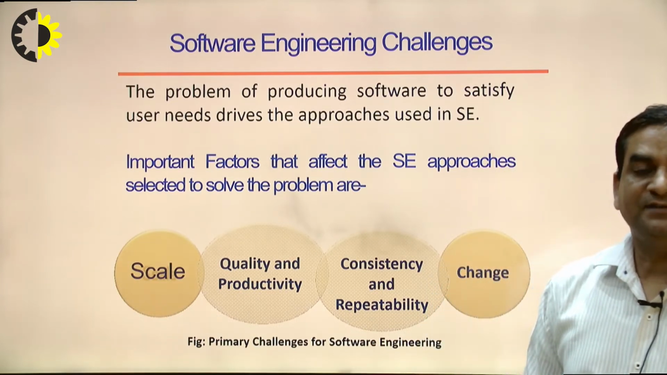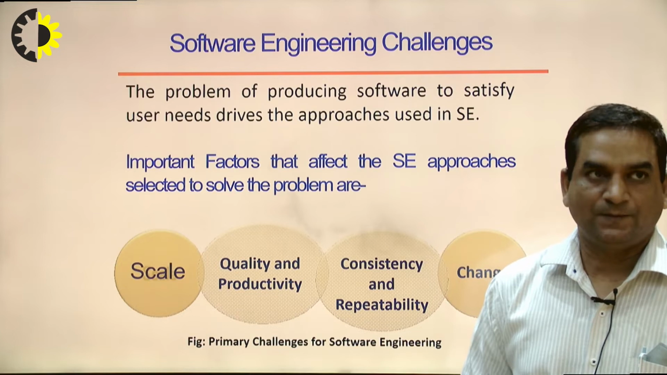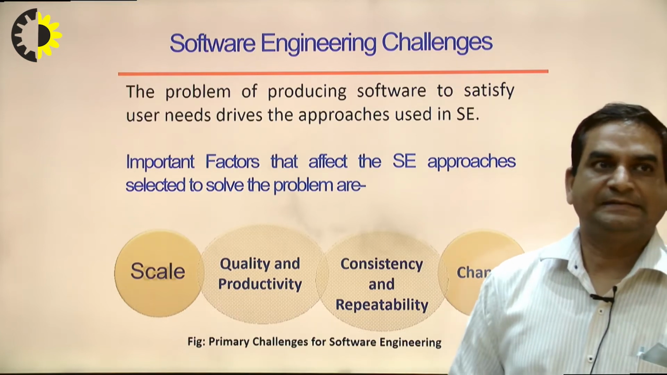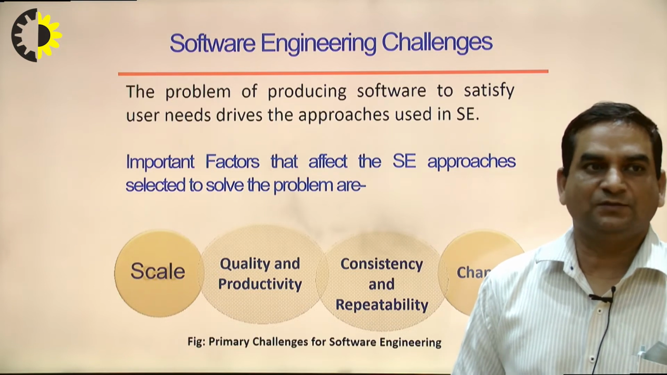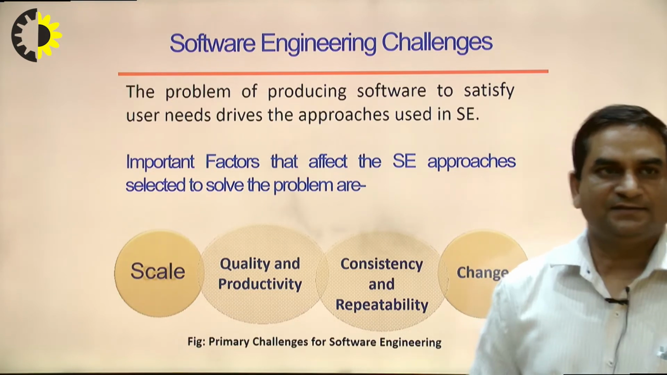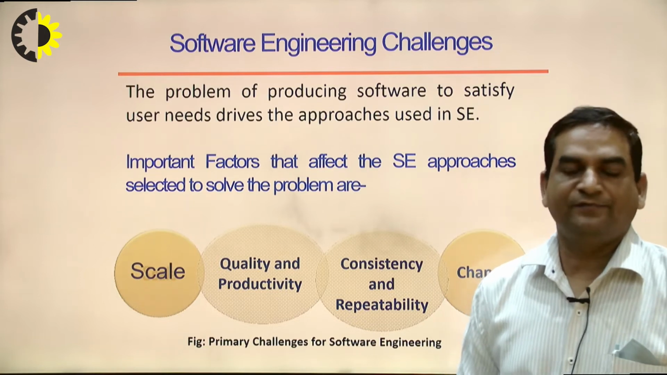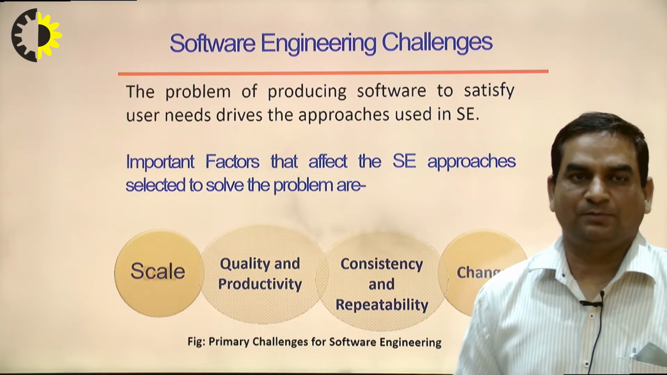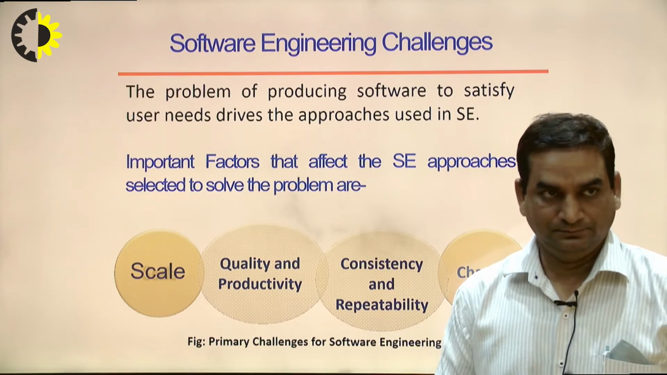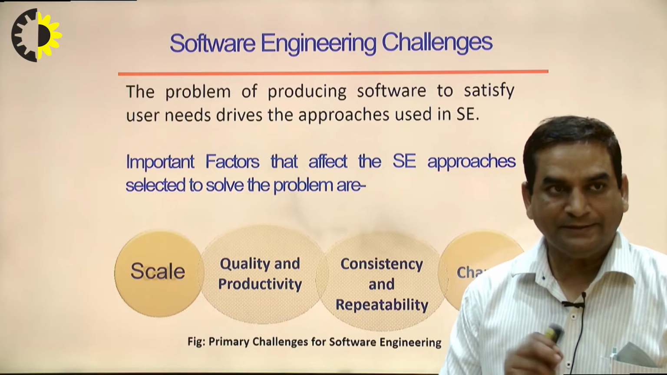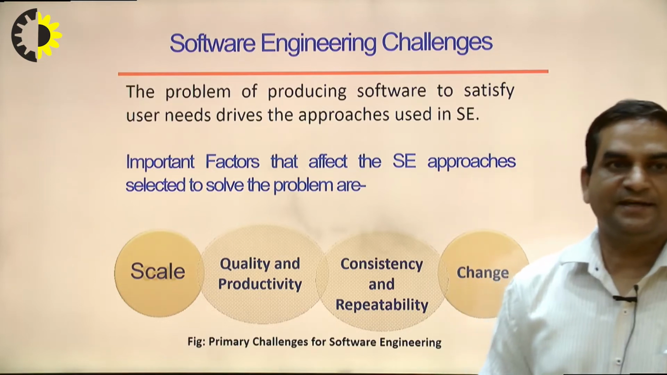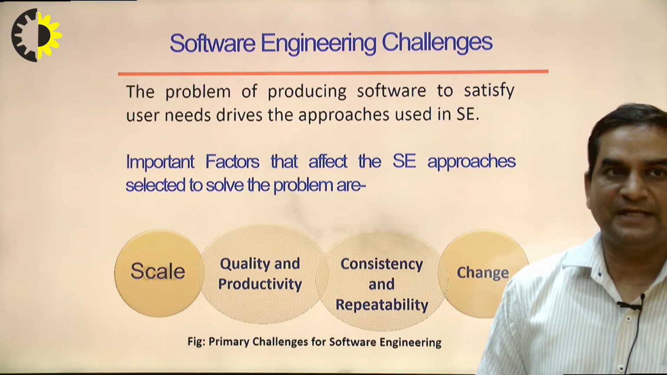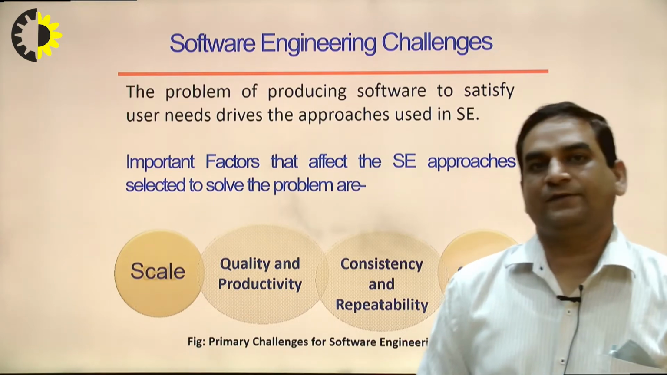Now there are some challenges in the software development process. The problem of producing software to satisfy user needs drives the approaches used in software engineering. There are three or four important factors that affect the approaches selected to solve the problem. These are scale, quality and productivity, consistency and repeatability, and changes. These are the main four challenges during the software development process.